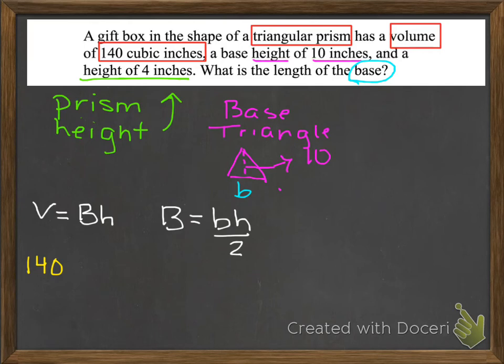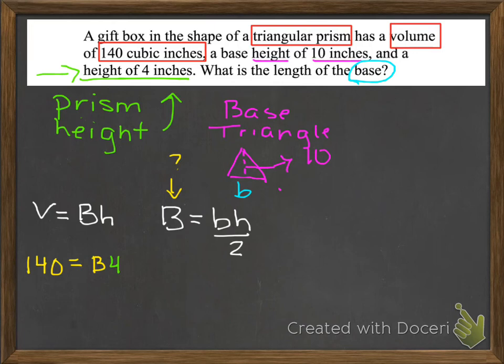And then, do we know the area of the base yet? We don't. So we're going to go ahead and leave that blank. And then we're going to plug in the height of the prism, which if you look over here in green, do you see in green right here, the height of 4 inches? That's talking about the height of the prism, so that's a 4, okay? So now you have 140 equals the area of the base, which is that big B, times 4.